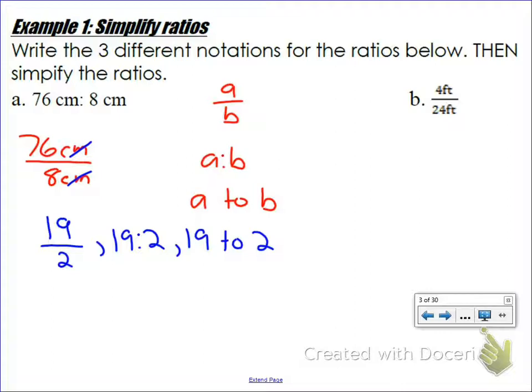Now it's important that the 19 stays on top of the fraction for the first one, and then the 19 is the first number in both the second and the third ratios. This shows us that that's the first number, and we're comparing the 19 to 2 in this case. For the second one, this is already in fraction form for us, so we'll go ahead and cancel out the feet just like we did with the centimeters before. 4 over 24, we're going to look for a common factor. 4 goes into both 4 and 24. 4 goes into 4 one time. It goes into 24 6 times. So 1 to 6 is going to be the first ratio. This would be the second way that I could do it, and this would be the third way.